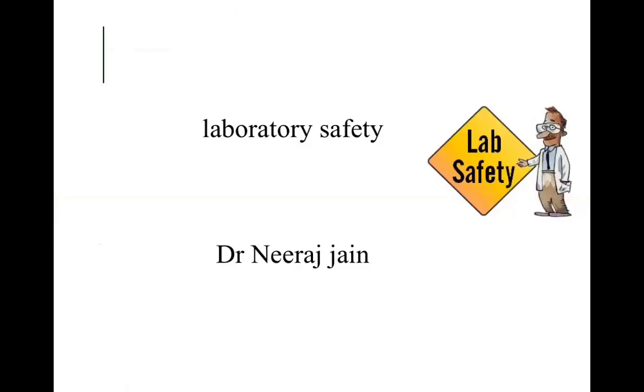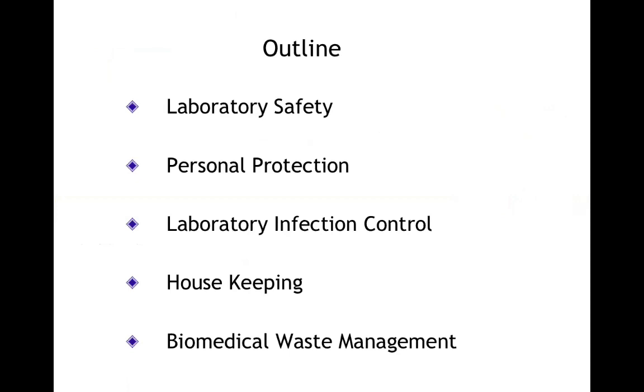Okay, so now what is important? We will discuss these things briefly. Laboratory safety includes person protection also, infection control also, housekeeping. A good housekeeping is important, and biomedical waste management also. In addition to these, what are the other things which are important? Fire safety, electrical safety, chemical safety, disaster management, and ergonomics. We will discuss briefly these things one by one.